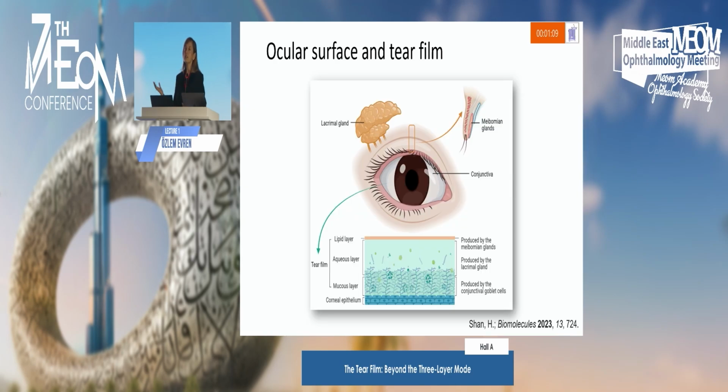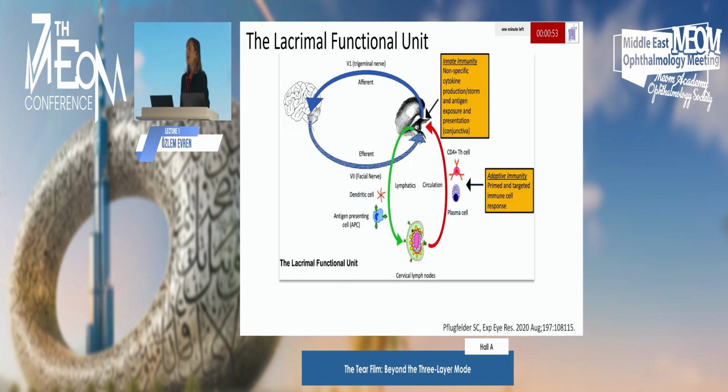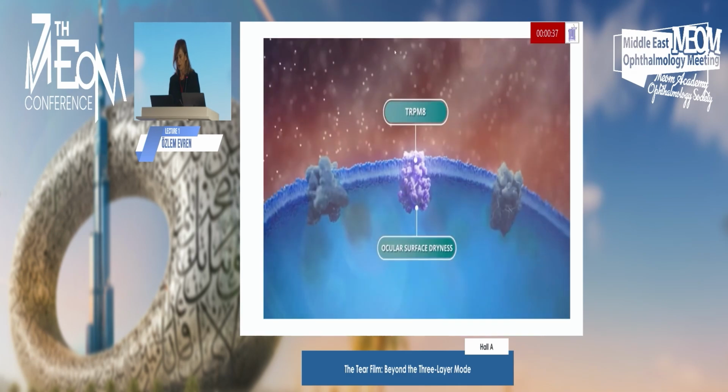And it's not just a tear film, of course. We are talking about the ocular system and the tear film. So the lacrimal gland, the meibomian glands, the conjunctiva, all are included in our ocular surface disease system. So everything interacts with each other. And not limited to that, we have the lacrimal functional unit. So it connects to the nervous system, to the brain, also the immune system, the lymphatics and circulation, and all of them together are the lacrimal functional unit.